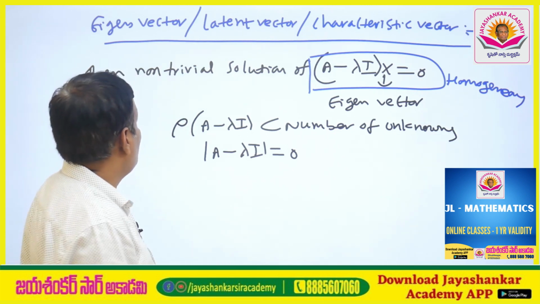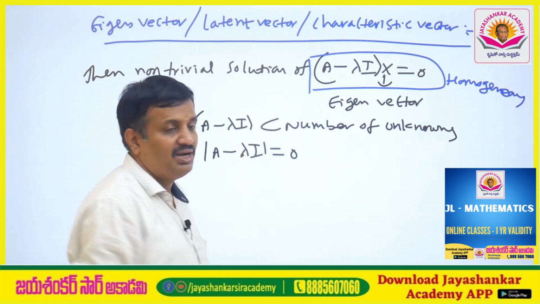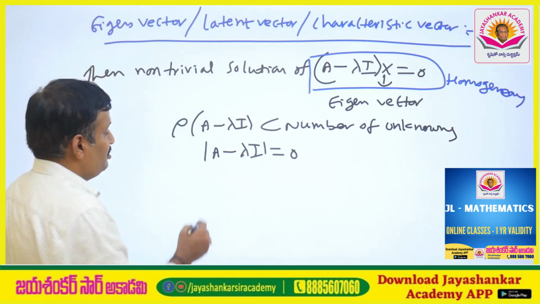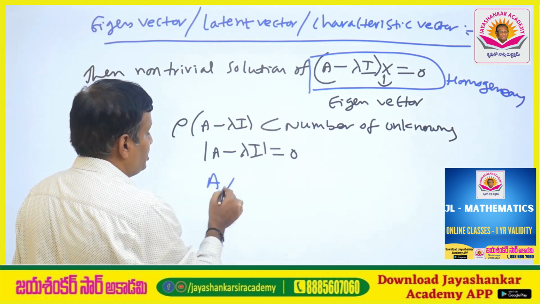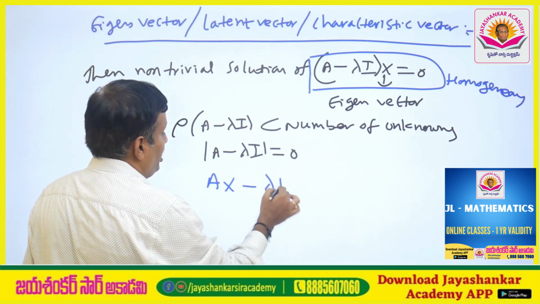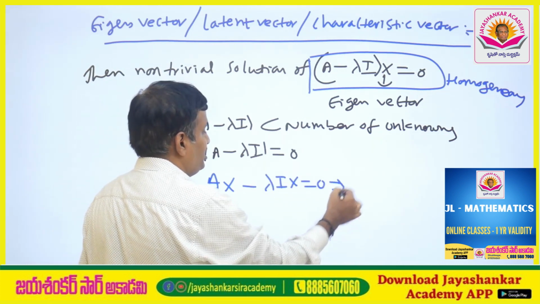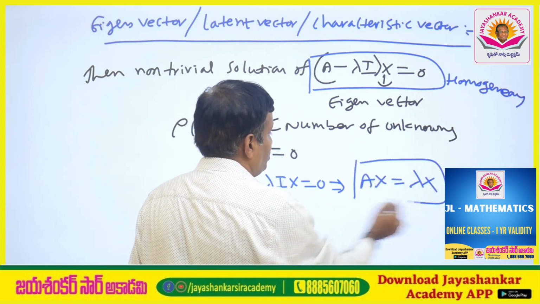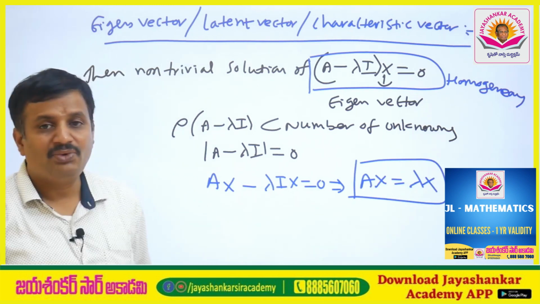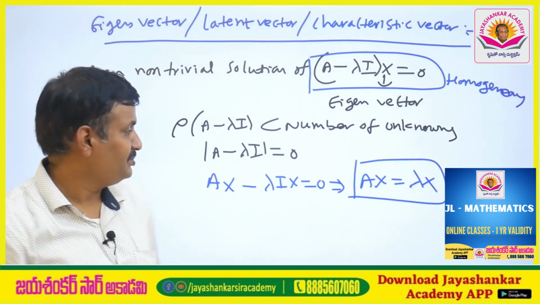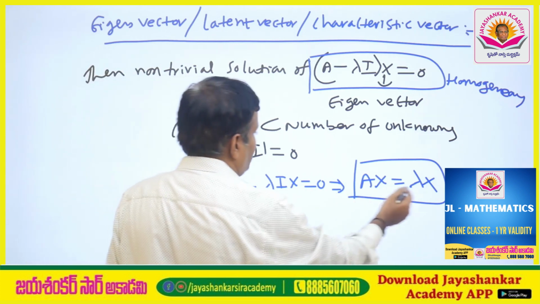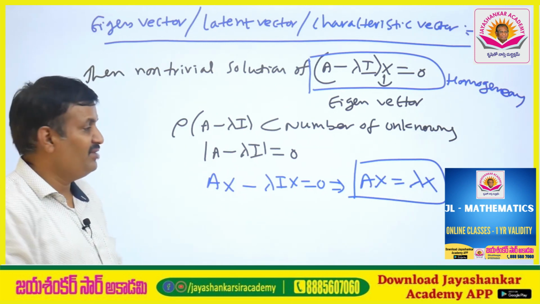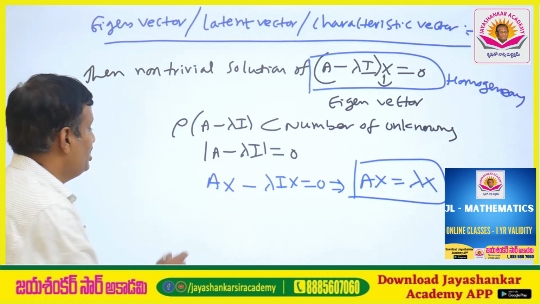That is the eigenvector definition, very important. An eigenvector can never be a null vector. It is a non-trivial solution. So the equation you can form here is Ax minus lambda Ix equals 0. From this, Ax equals lambda x. Here A is a square matrix, lambda is the eigenvalue, and x is the eigenvector. These definitions are very important.